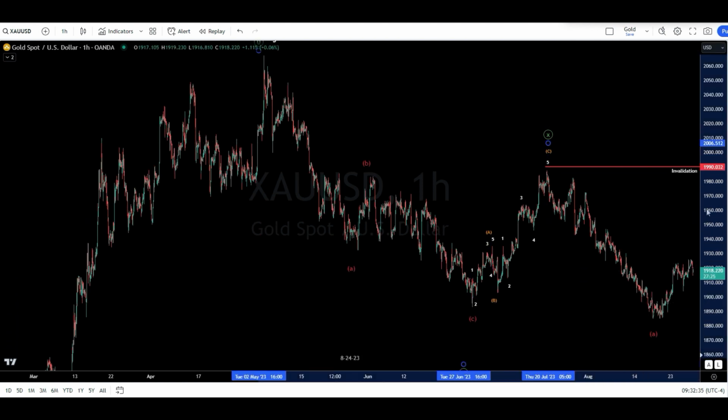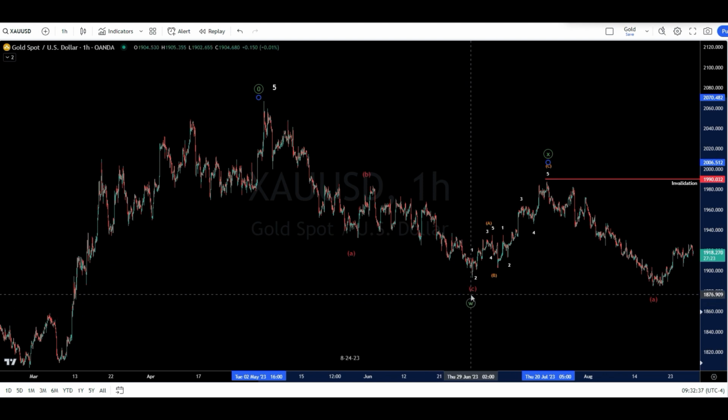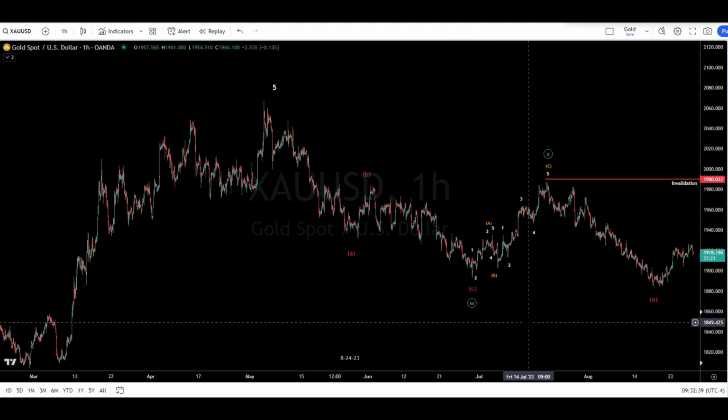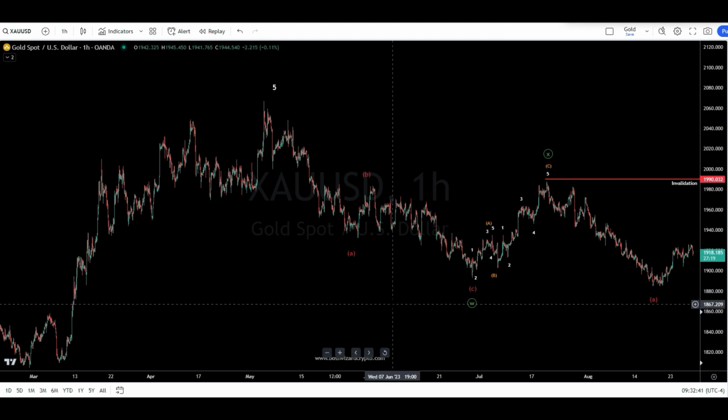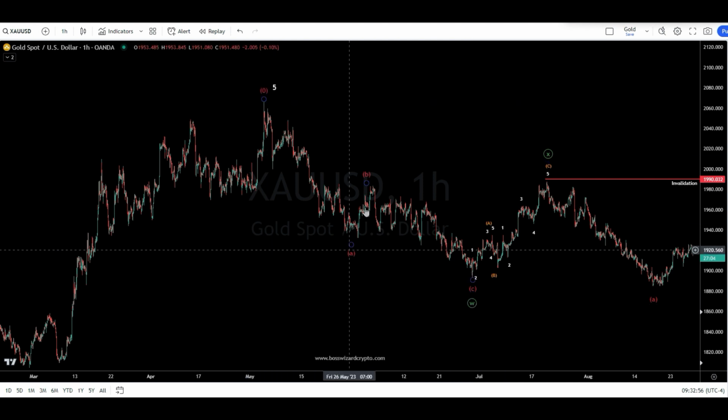What do they have to be? They have to be simple patterns. If you don't have it labeled as a zigzag, a flat, an expanded flat, or a running flat, any one of those 4 patterns, that's the only thing a W wave can be. That's it. Then you're wrong. What do I have it labeled as? A zigzag. Zigzag X wave.